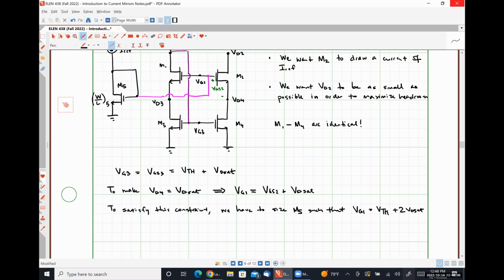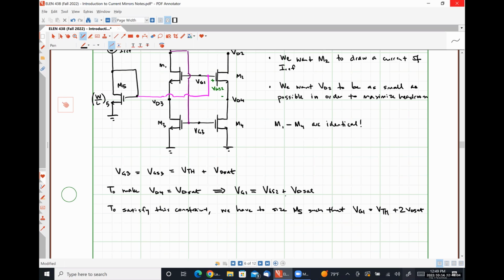So just making sure that my brain here makes sense of all of this, because I wrote these notes over a year ago. If VG1 is equal to VTH plus 2 VD sat, then that would mean VTH plus 2 VD sat is equal to VGS2 plus 1 VD sat, where VGS2 is just VTH plus VD sat. So that all seems to check out up here.